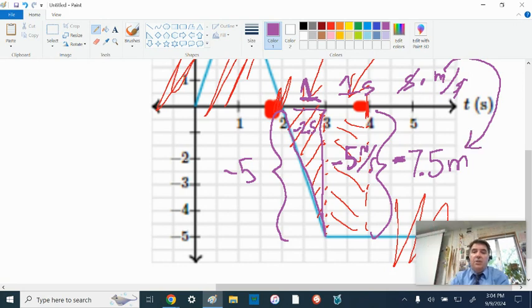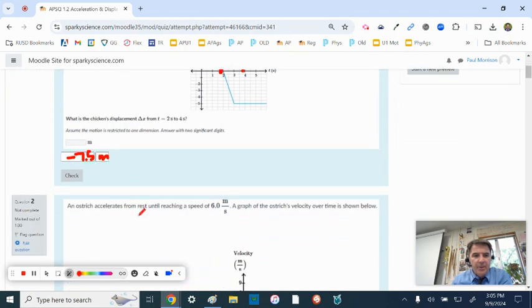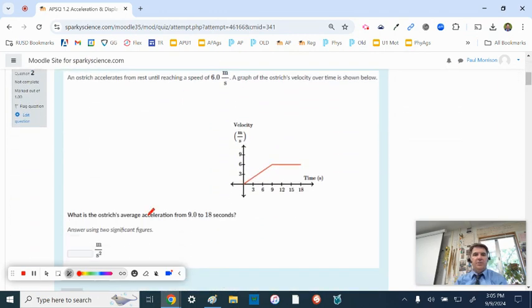That's why area works. And so anyways, let me go back to the quiz and see if I can get a couple here. So that one you would put in -7.5 or whatever, and then meters, and then you check it. Okay. This one, ostrich accelerates. Ostrich is an average acceleration. So average acceleration, remember, is slope.